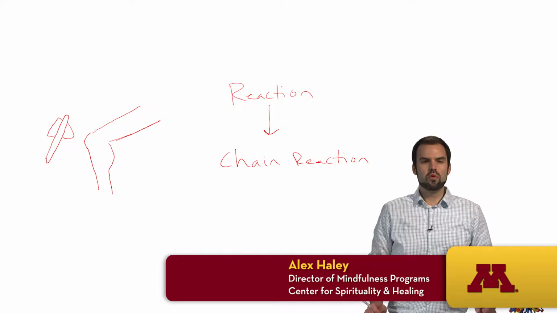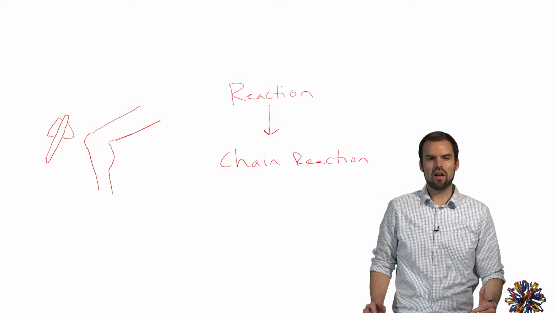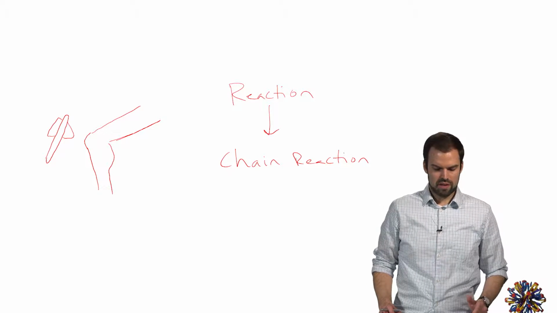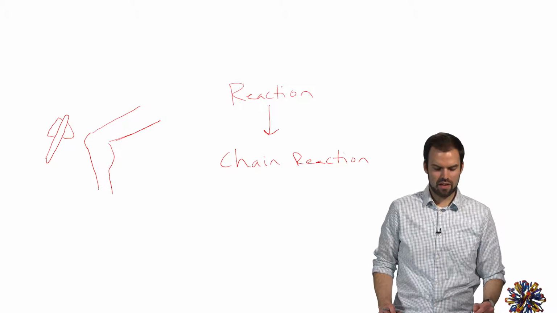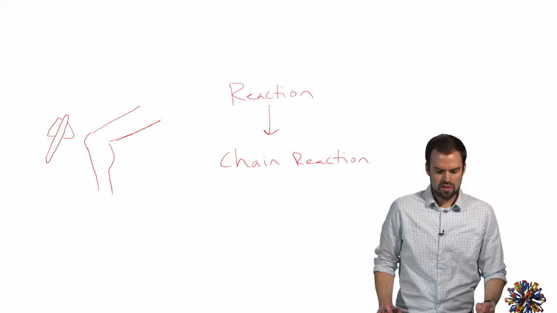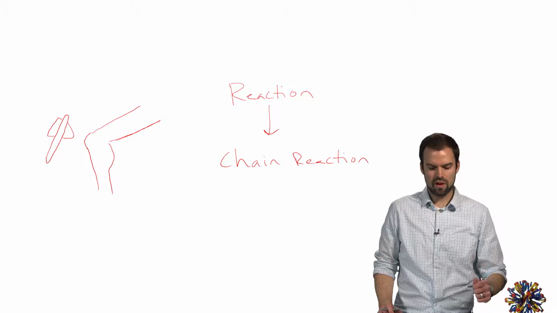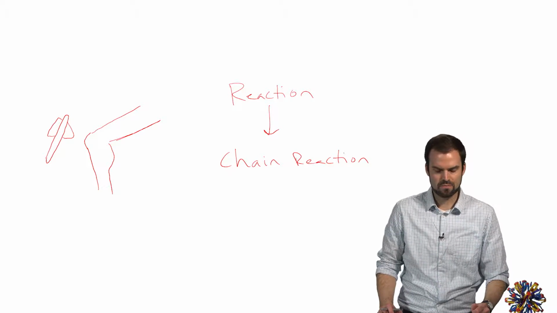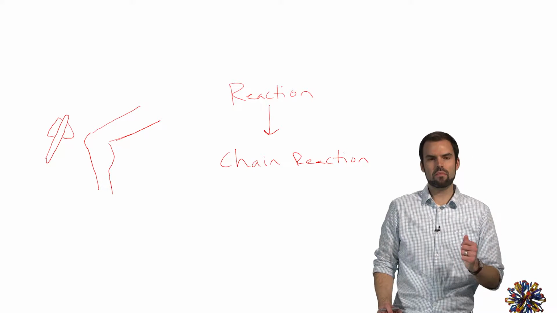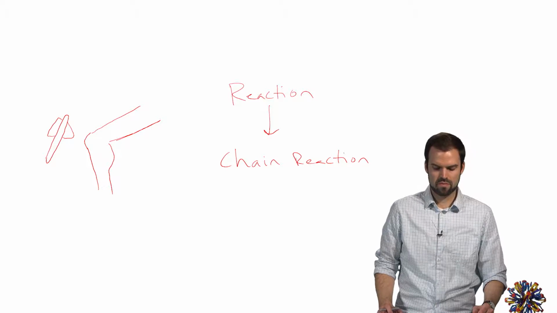So let's talk about moving from reaction to regulation. And what you'll see on this screen is a picture of a knee and a reflex hammer. I want you to think about a time that you've been to the doctor and the doctor was checking your reflexes. So the doctor would bring out this little reflex hammer and tap you right on the knee and your leg would kick a little. And that was an automatic reflex. Just the tapping of the knee created that movement.